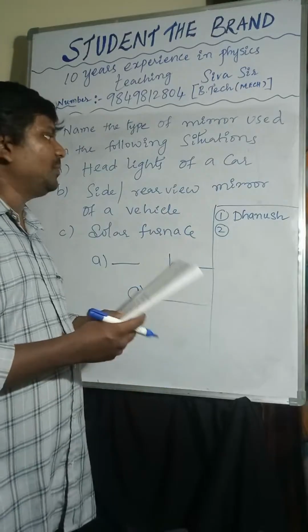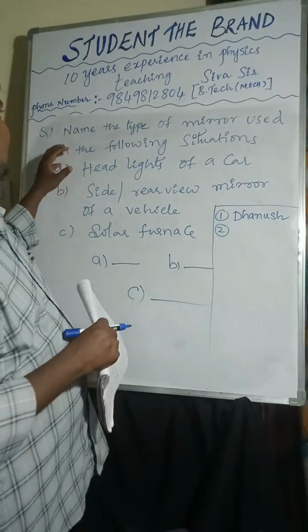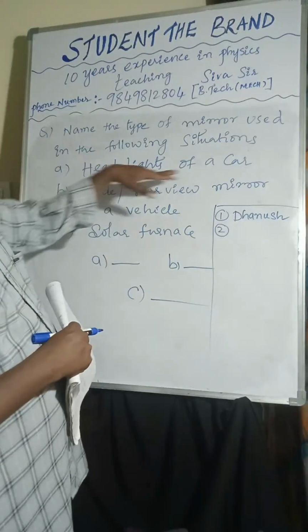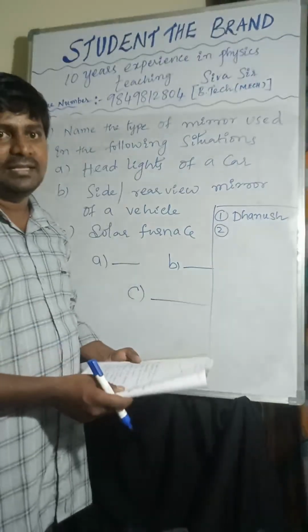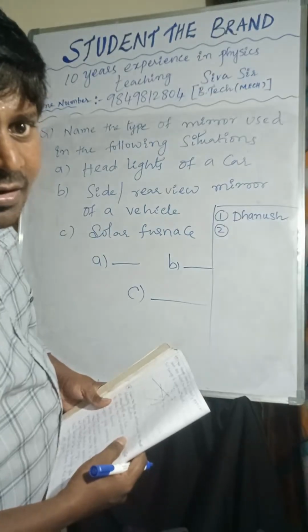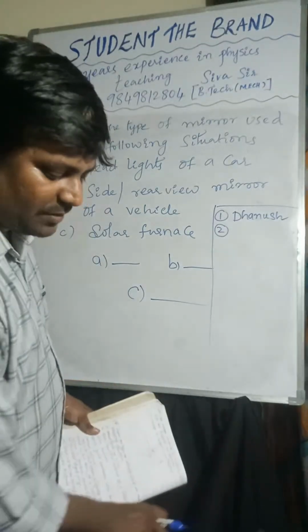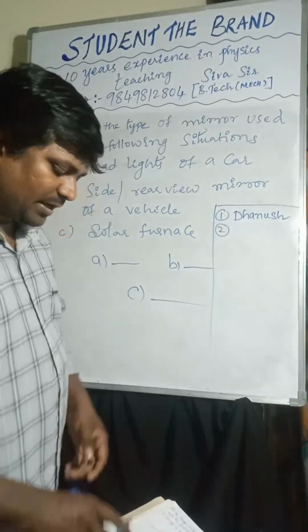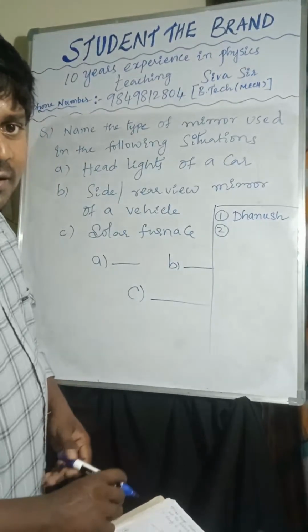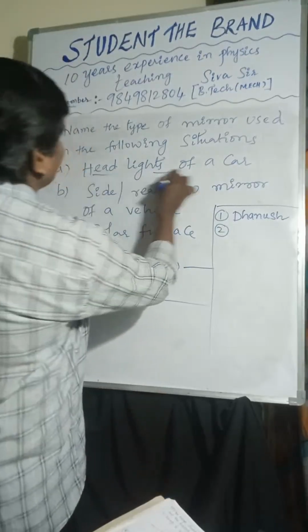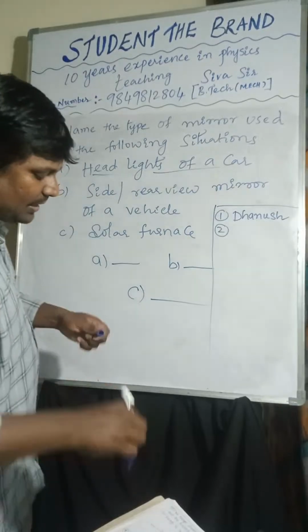Okay, done. Come to the point. Everyone, name the type of mirror used in the following situations. Headlights of a car. Can anybody tell the answer? Dhanush, correct. First one is concave. I'm locking the answers.